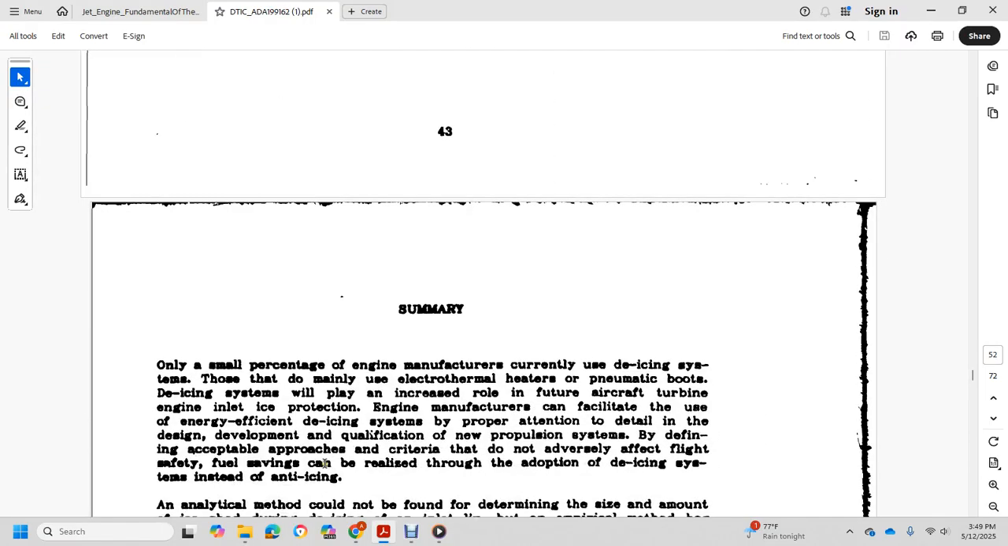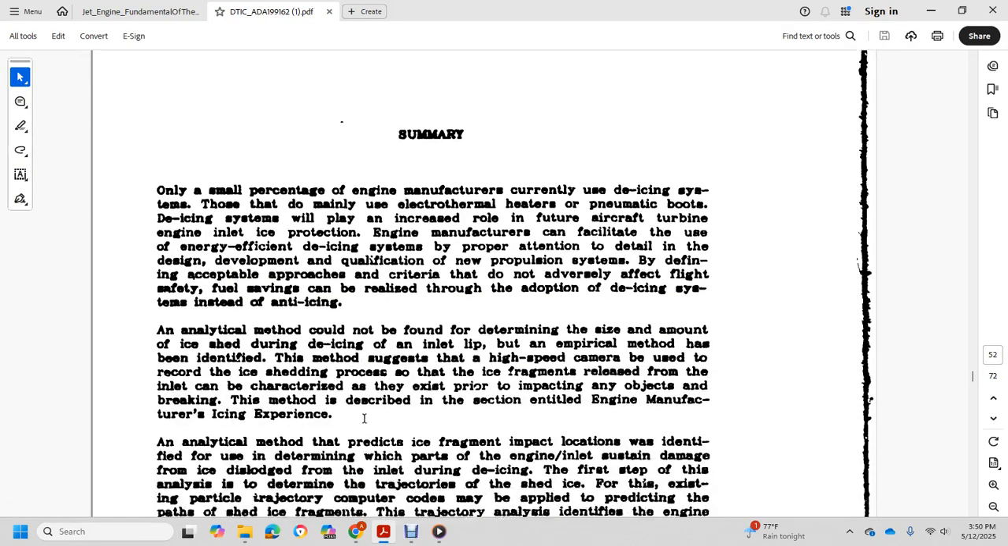Summary. Only a small percentage of engine manufacturers currently have a de-icing system, mainly with electrothermal heaters or pneumatic boots. De-icing systems will play an increased role in future aircraft turbine engine inlet icing protection. Engine manufacturers should give the de-icing system proper attention to detail in the design, development, and qualification of new propulsion systems, by defining acceptable approach criteria that do not adversely affect the flight safety, fuel safety, and reliability of the option of de-icing instead of anti-icing.